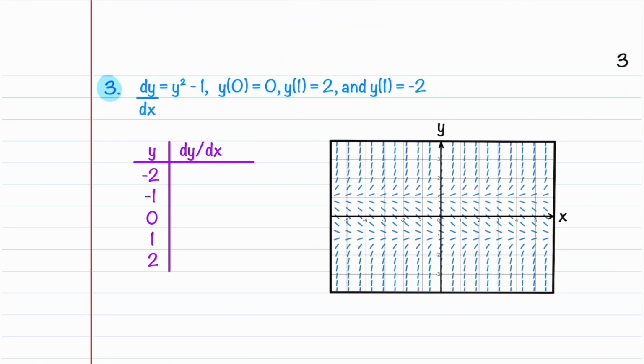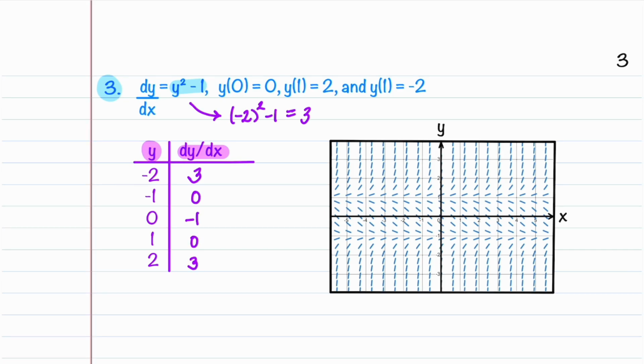Let's now look at our third example. This one is different from our first 2 examples because our slope, y squared minus 1, is a nonlinear function of y. This is going to lead to some really interesting solution curves. Let's start by finding the slope for different values of y. When y is equal to -2, our slope is -2 squared minus 1, which is 3. When y is -1, we get 0, and then we get -1, 0, and 3.